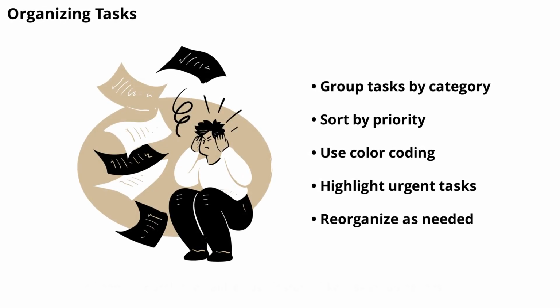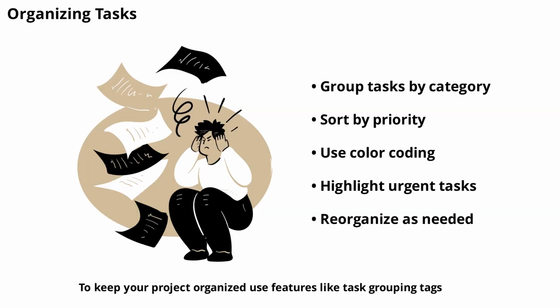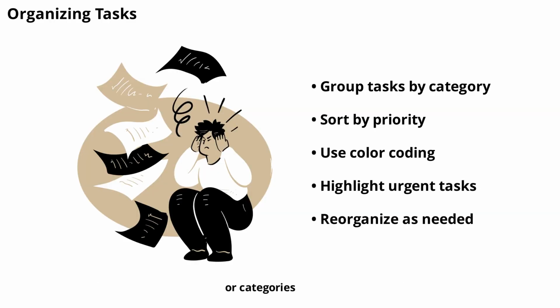To keep your project organized, use features like task grouping, tags, or categories. Scheduling software often lets you sort tasks by priority, phase, or department. Grouping tasks makes it easier to manage complex projects and ensures nothing is missed. Use color coding or labels to highlight urgent tasks or those requiring special attention. Regularly review your task list and reorganize as needed to reflect changes in project scope or priorities.